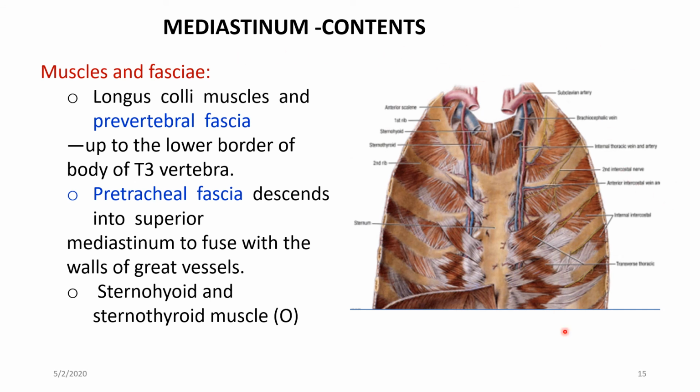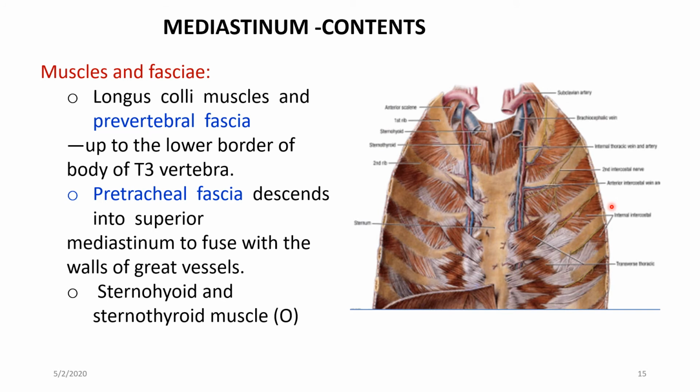So what are the contents of mediastinum? For simplification, the contents can be categorized and remembered easily. In this image, the posterior surface of the thoracic cage, you are seeing so many muscles. So let us see what those muscles are. In this picture, you are not seeing the longus colli muscles, which will be in relation with the posterior wall and close to the bodies of vertebra. That is the longus colli muscles.